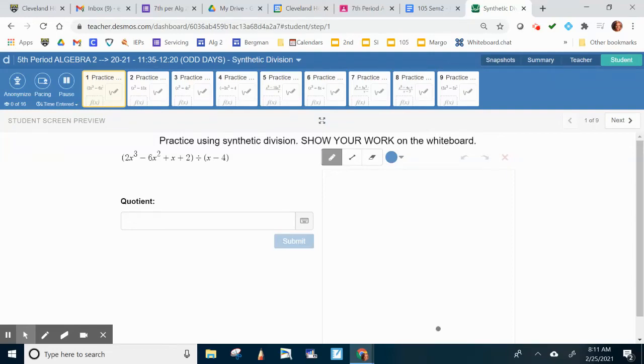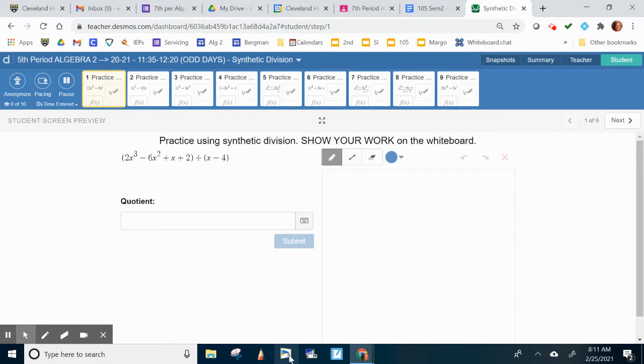In this video, I'm going to show you how to do synthetic division, and I'm also going to show you how I want it to look when you're doing it in this Desmos activity. So as you can see, you have an equation given to you, 2x cubed minus 6x squared plus x plus 2, and we're dividing it by x minus 4.